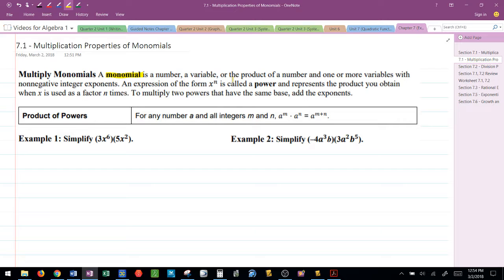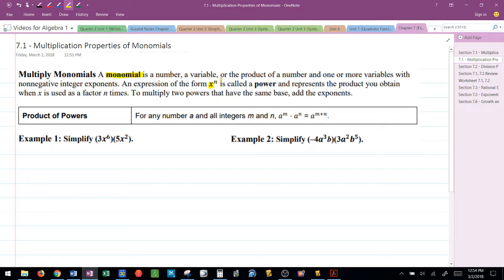Okay? An expression of the form x to the nth power is called a power and represents the product you obtain when x is used as a factor n times. Here's what that's saying. Whatever power something is raised to is how many times you multiply that base, with the base being x here, times itself.